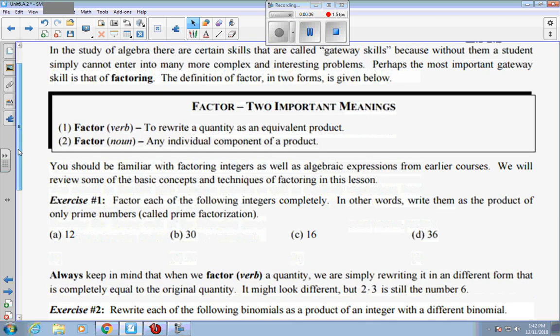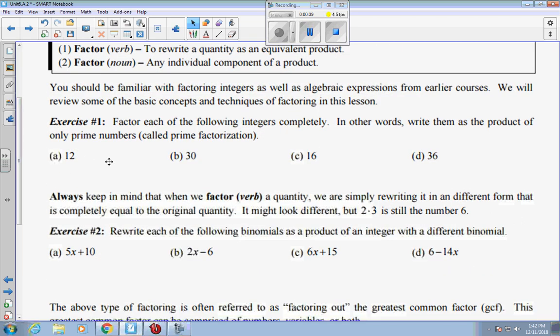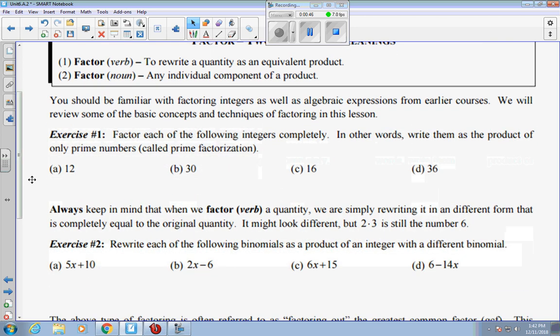When we start with these exercises, 1a, 12, we just want the prime factorization. That way if there's another number in this polynomial, you can see what number they have in common, and you can take it out of the polynomial. So you can do your tree. 4 times 3 is 12, and then 4 goes down to 2 times 2 times 3. That's a prime factorization. Doesn't matter how you start.